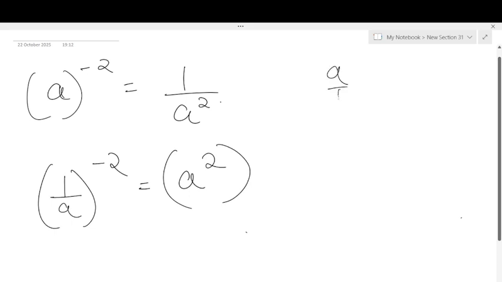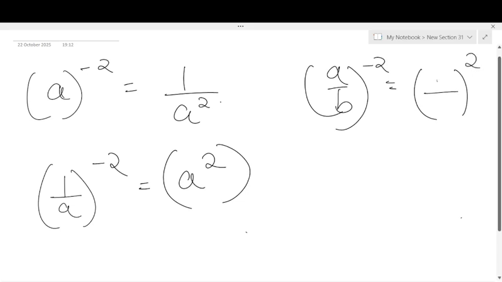Next, what if two values are given? Now tell me the answer. How will you make it positive? Very good. B by A. Okay, B by A. Make a note of this. All of you will make a note. Important concept.